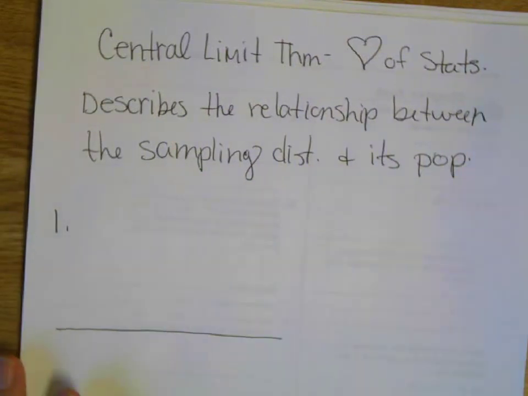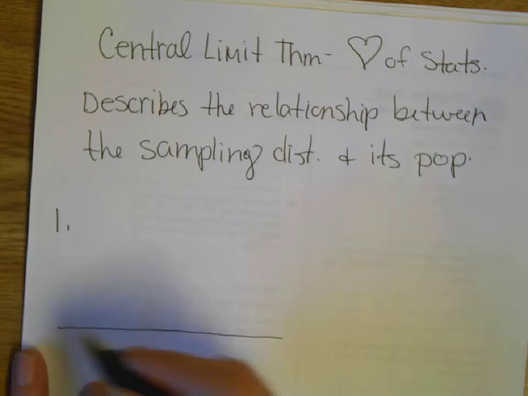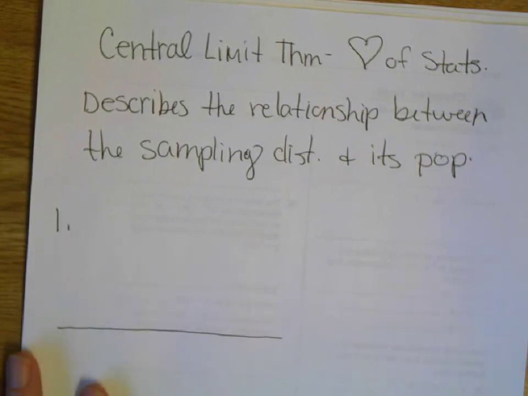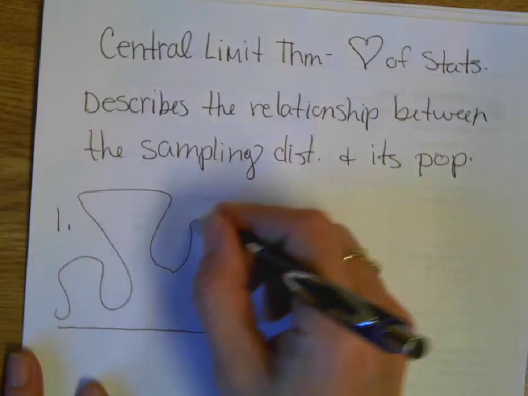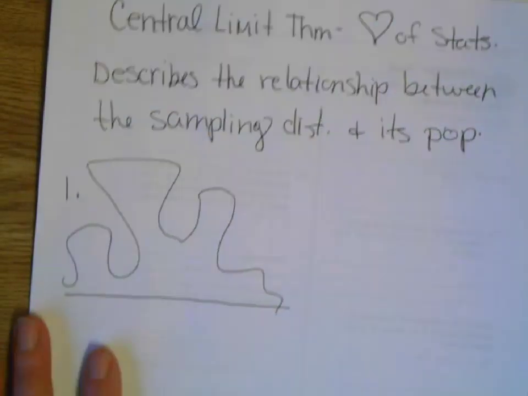Say I've got a population of data and we make a frequency distribution for it, and say it's not nice and normal. We've been working with that normal curve. Say its distribution is just, I don't even know, not normal is my goal there.